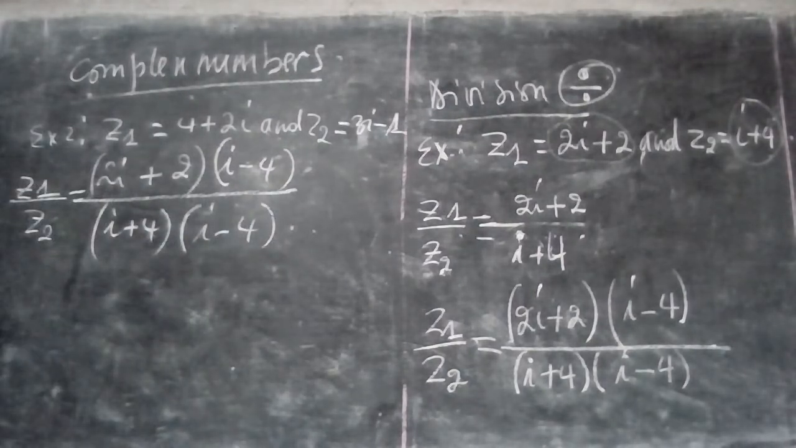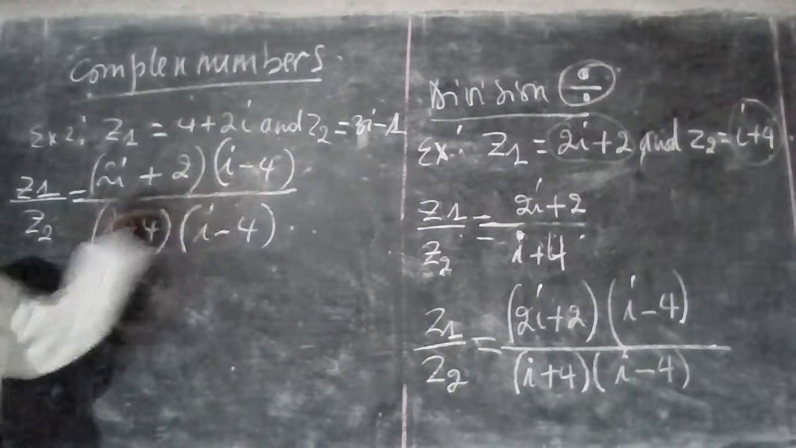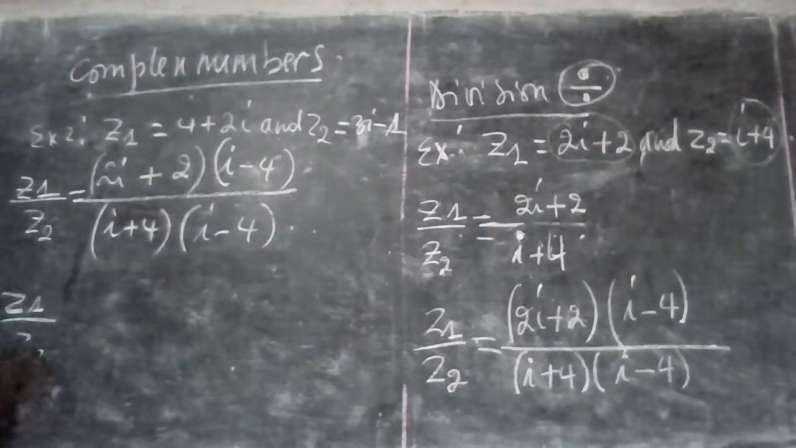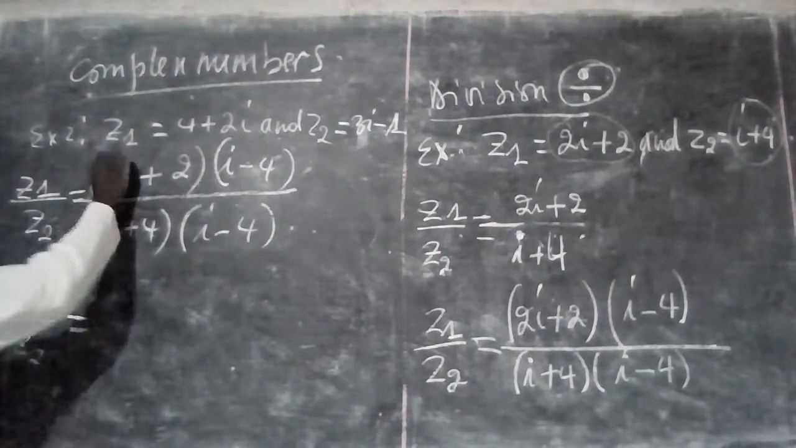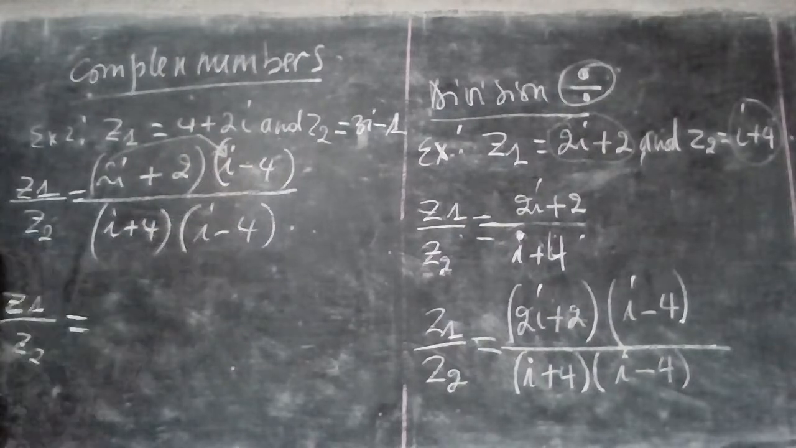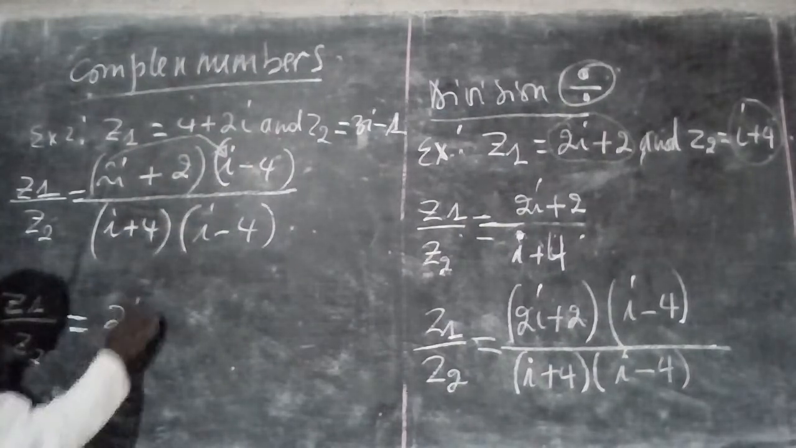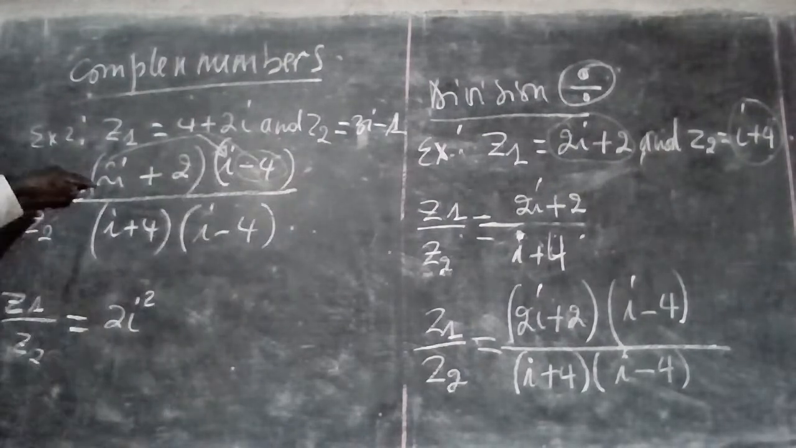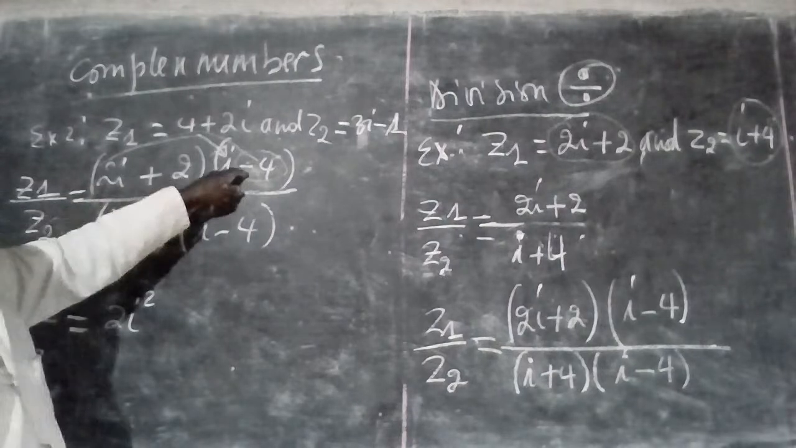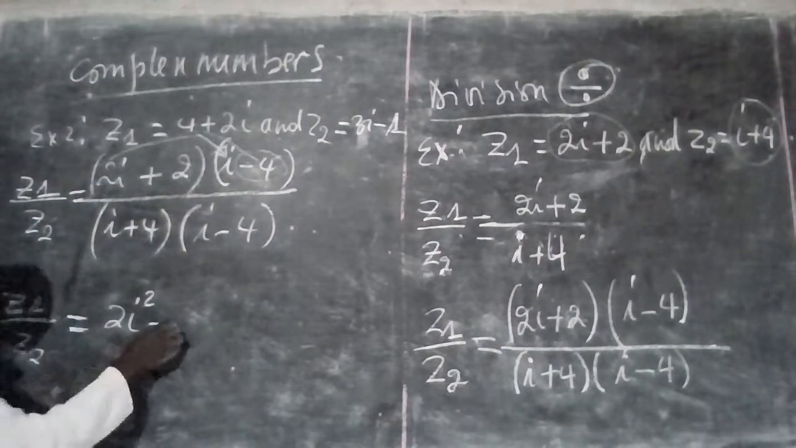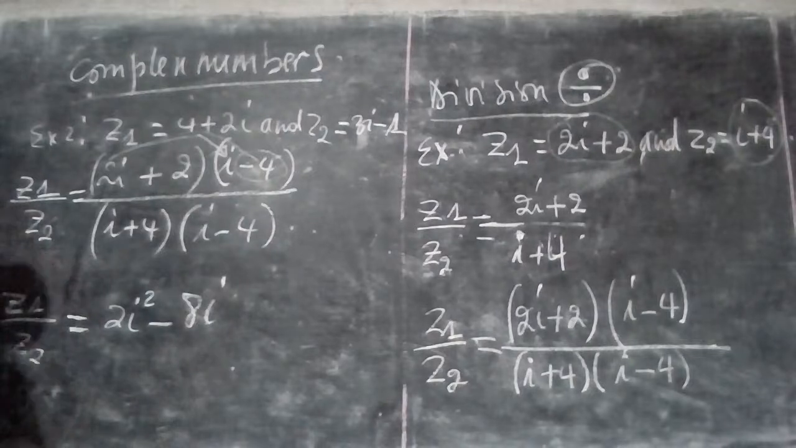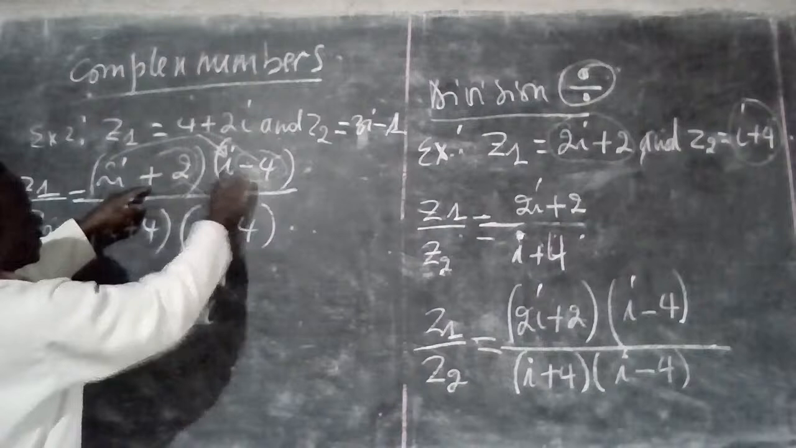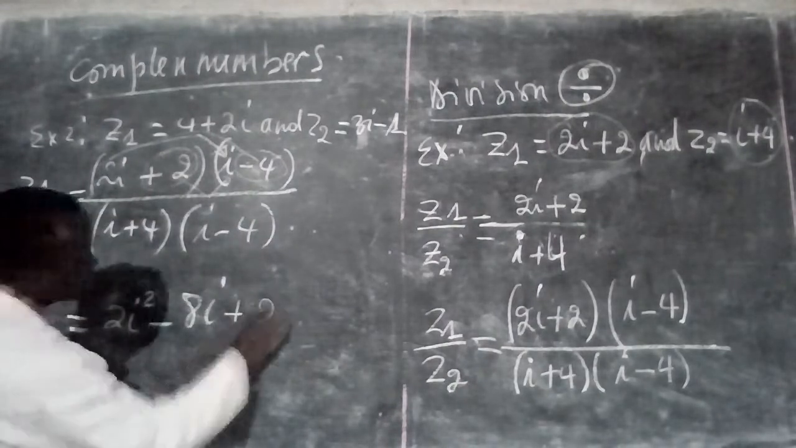Now we are going to multiply this in factor form. How? Then we remain with Z1 over Z2, which will be, we take this times this one, it is 2i square, and we take this times this one. Here we have plus 2i times minus 4, which is equal to minus 8i. Now we come to this one. We take this plus 2 times this i, it is plus 2i.